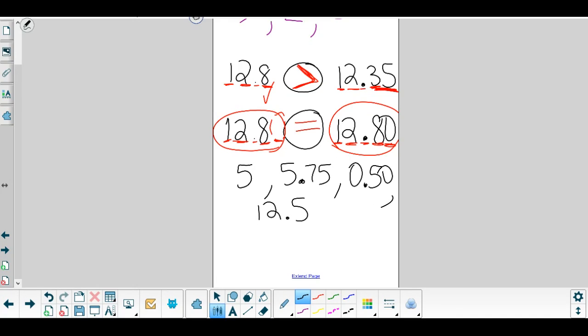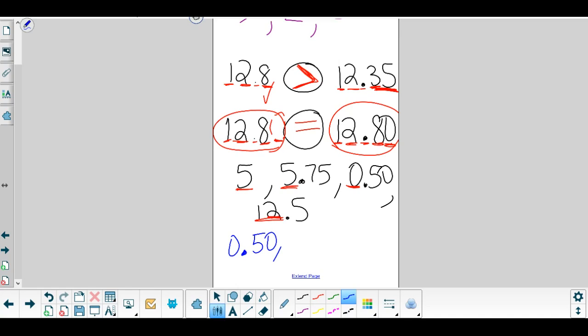So looking at this, if I'm looking in the ones place, all of these have a number in the ones place. I know there's no decimal here, but 5 ones is just 5. This one there is a decimal, and I know that that 5 is in the ones place. Here has a 0 in the ones place. This has 12 ones right here, or you can say it has a 2 in the ones place. So looking at this, I know that the 0.50 is going to be my smaller number.